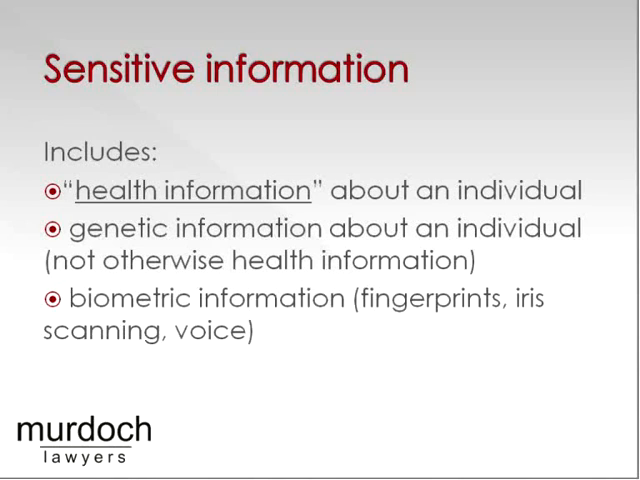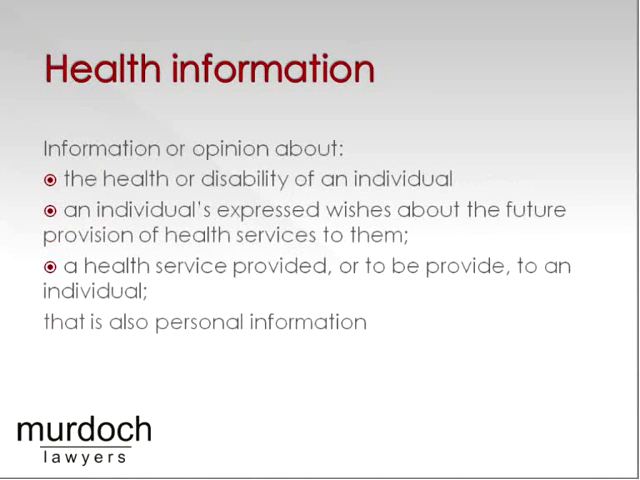Another form of personal information is sensitive information. That includes health information about an individual, genetic information about an individual, and biometric information. It also includes things like race, sexual preference. So the heads of discrimination, or the heads that anti-discrimination legislation was set up to protect.